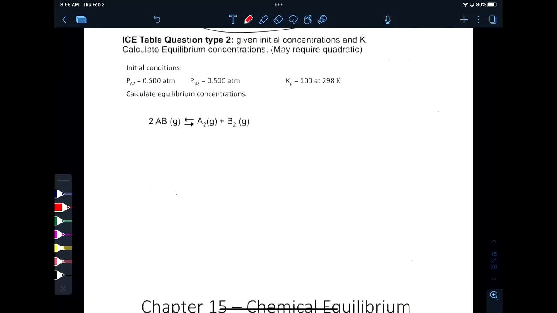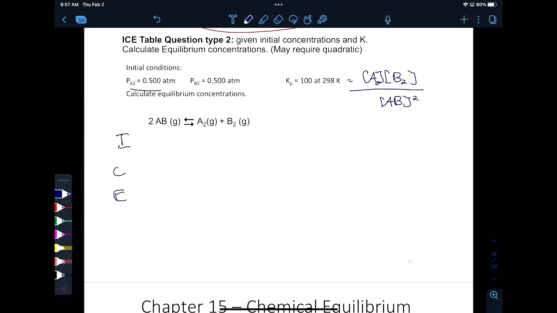Okay, we're going to do another one. Yay. All right, so let's fill it in. So these are pressures. It's fine. We're calculating Kp now. We're just using pressures in our ice table instead. So Kp equals, what is it? A times B over AB squared. Great. Ice.